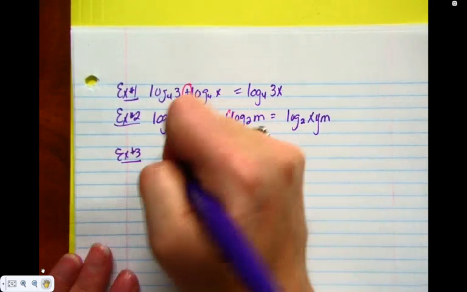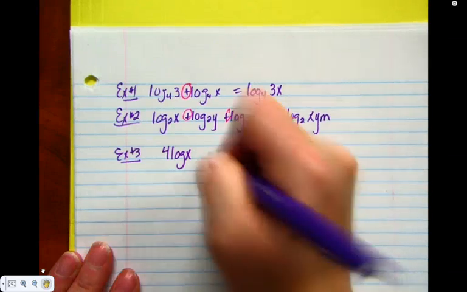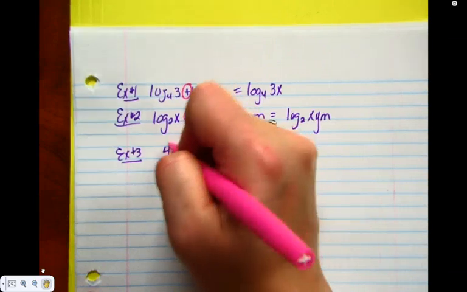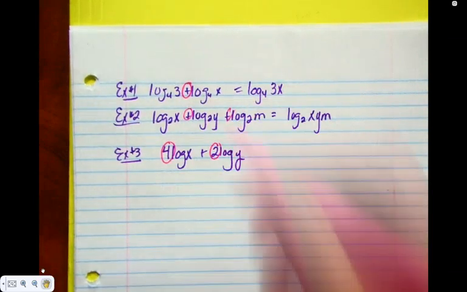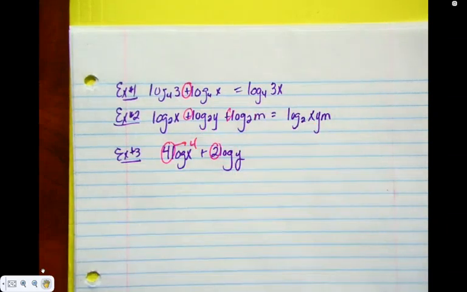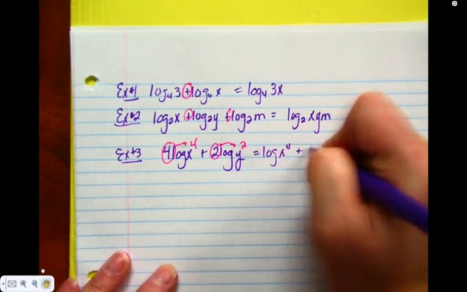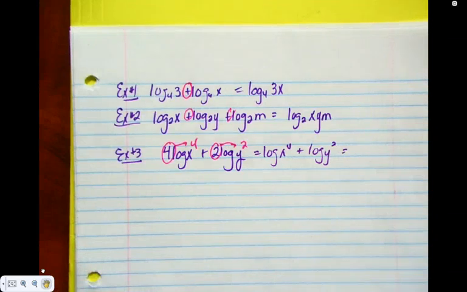Example number 3, we're just going to add some coefficients in front. So 4 log x plus 2 log y. And what we're introducing here is power law. Power law says if there's an exponent, it becomes a coefficient. Coefficients become exponents, so it works both ways. So first thing I want to deal with are these coefficients right here. The 4 is going to move up and become an exponent. The 2 is going to move up and become an exponent. That's power law. So that leaves me with log x to the 4 plus log y squared.